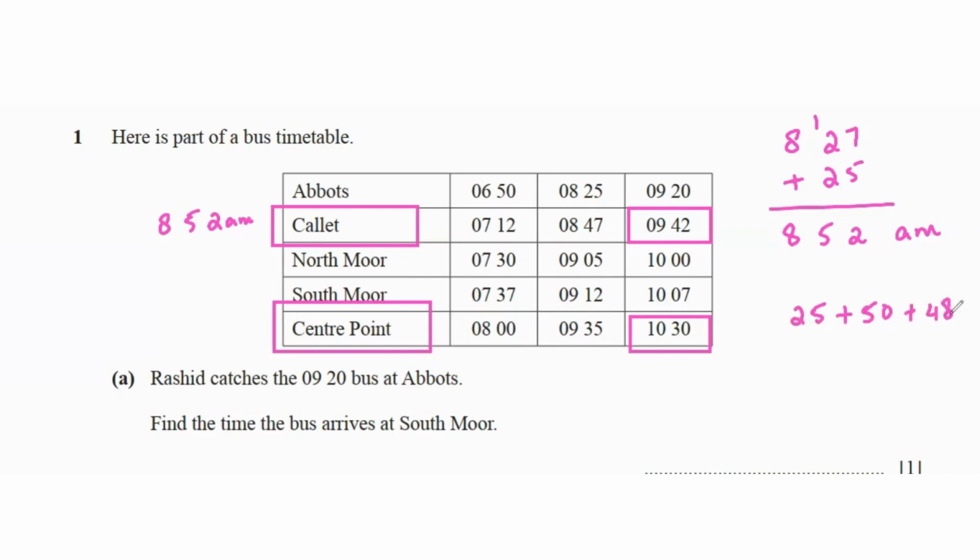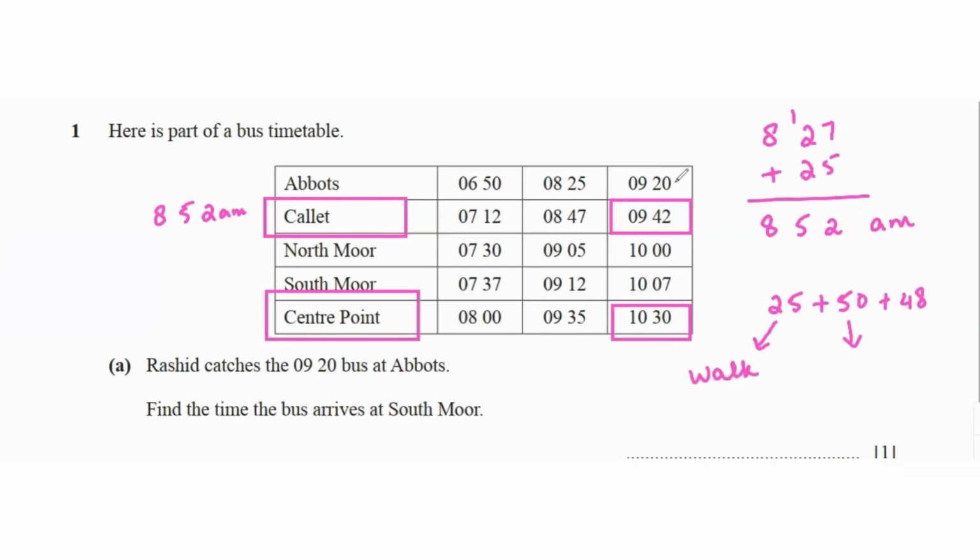Why 25 plus 50 plus 48? 25 minutes is the time that she took to walk. Reached Calais at 8:52 a.m. and the bus was going to leave at 9:42, which means she had to wait for 50 minutes. So this is your waiting time period. And then 48 minutes is the time that it took for her to go from Calais to Centrepoint.